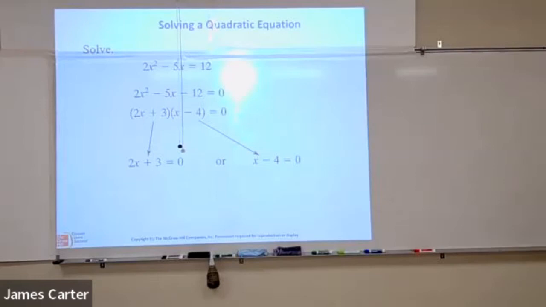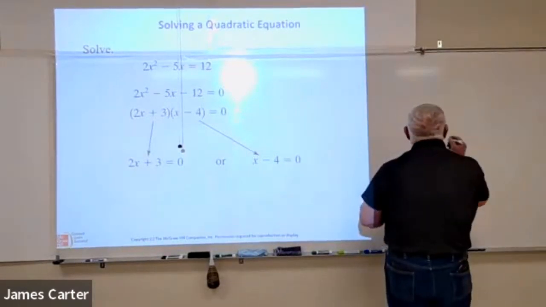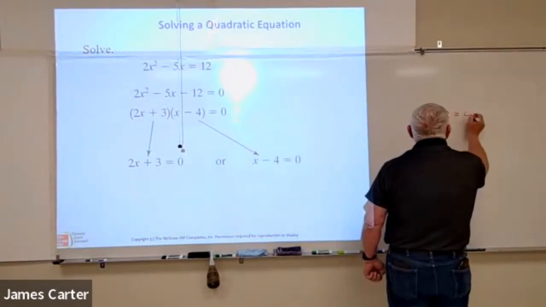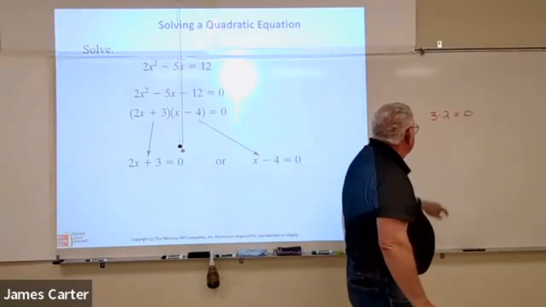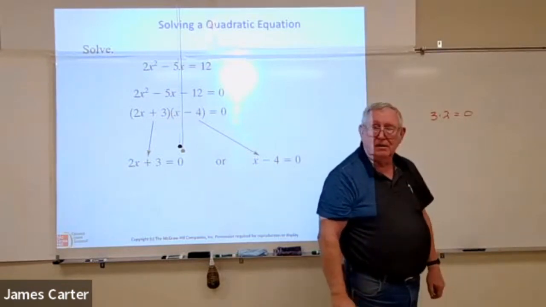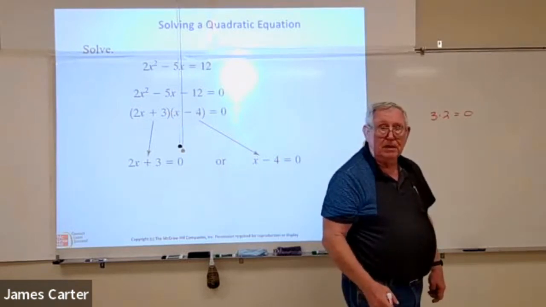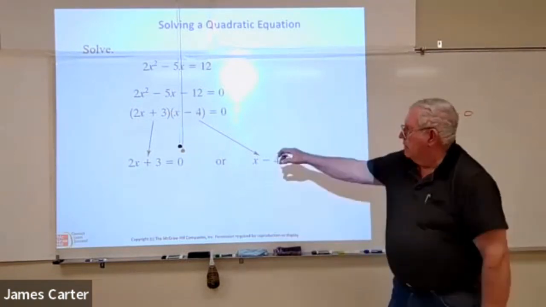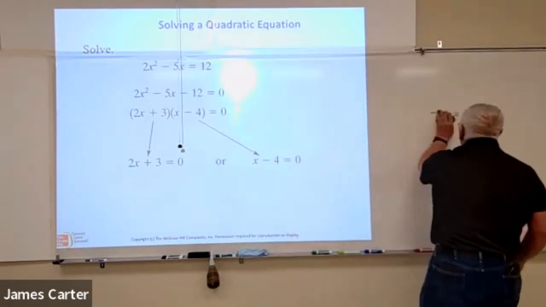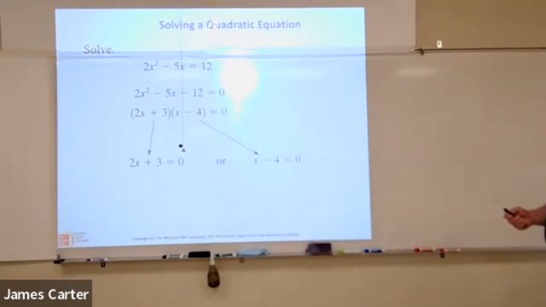Now, why can we do this? If I have 3 times 2 equals 0, then either 3 or 2 has to be 0, doesn't it? And are they both? Could be. Okay, well, that's where that rule comes from.